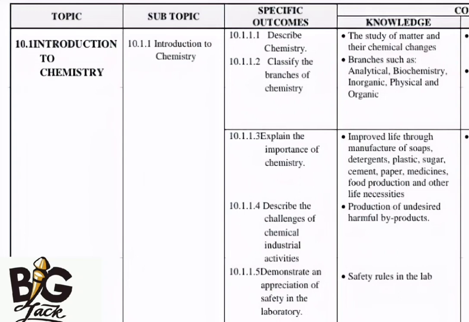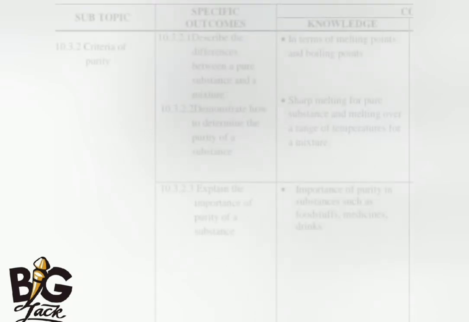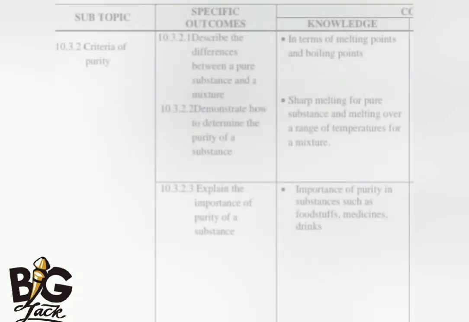Okay, so those are the safety precautions. Apart from that one, you can also give them, let's say for example, if you enter the laboratory, you are not required to touch any chemical without being told by the teacher. Okay, so those are the safety rules. Apart from that one, the topic which is likely to come in your paper is the criteria of purity. They can say describe the differences between a pure substance and a mixture.